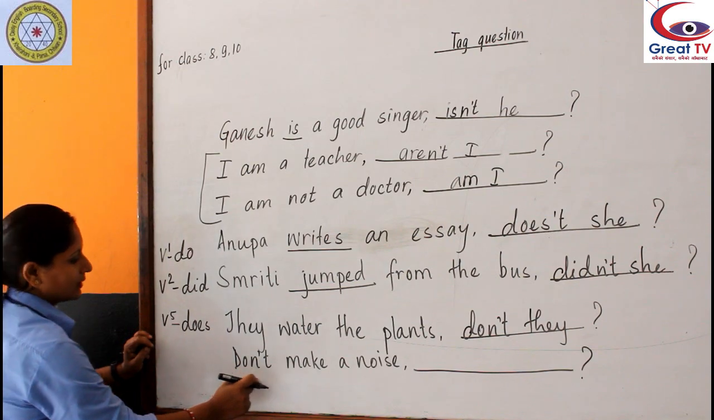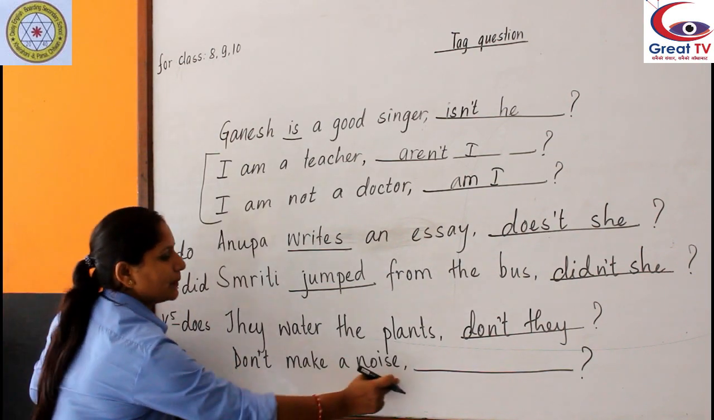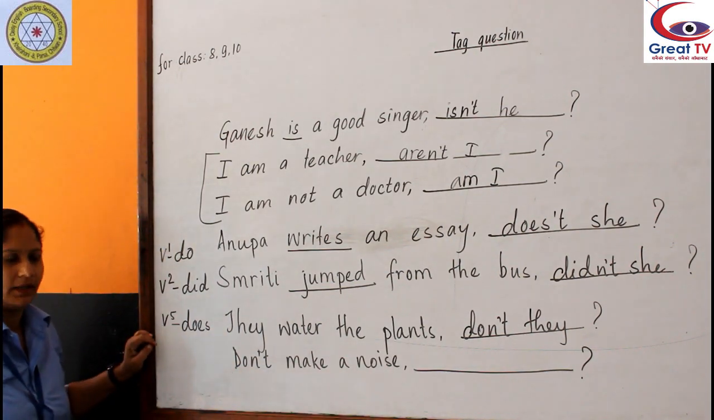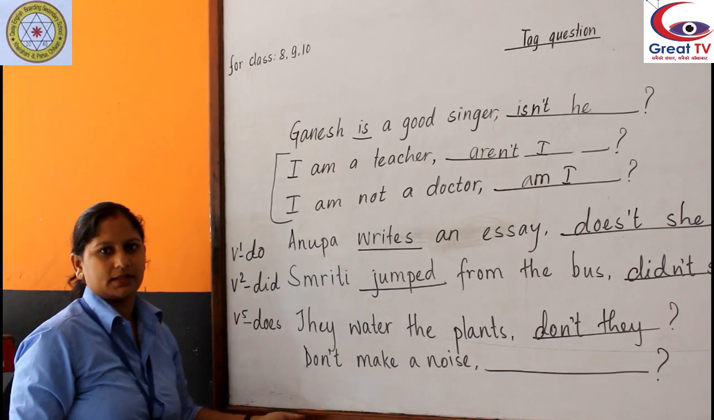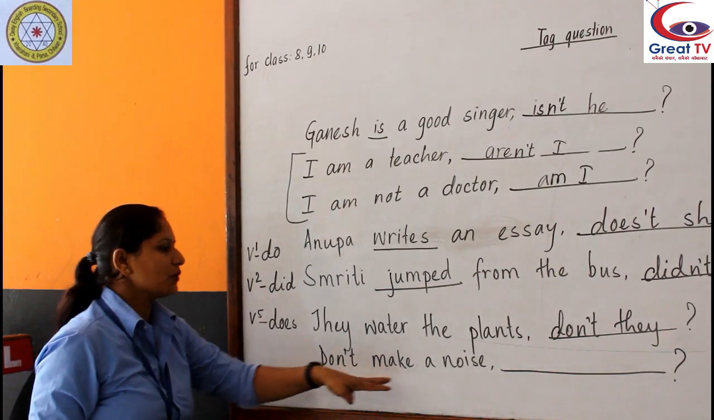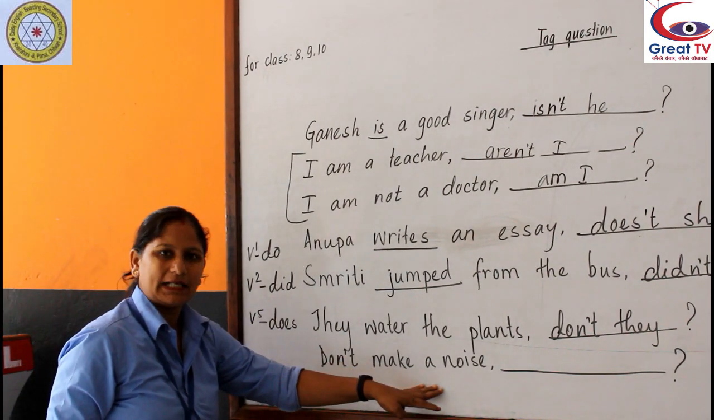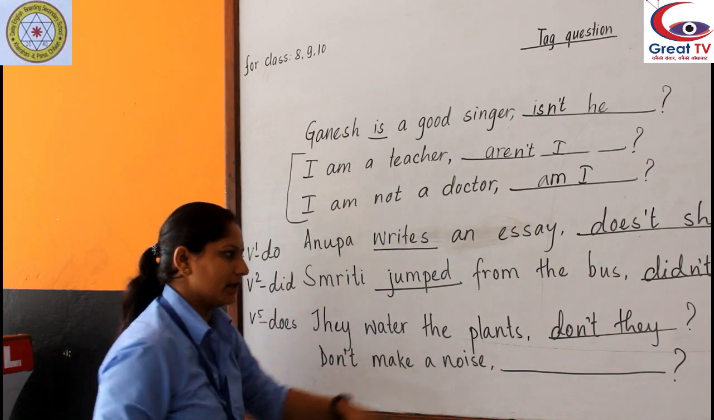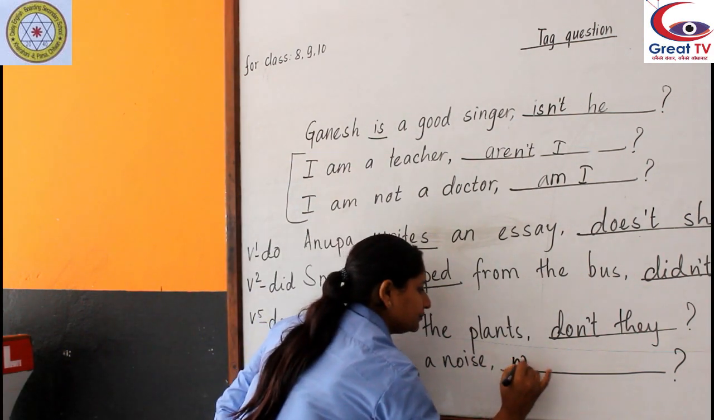And come to this example, don't make a noise. It's a command. We have already discussed this earlier also. Don't make a noise. Imperative sentence and a command. Will you?